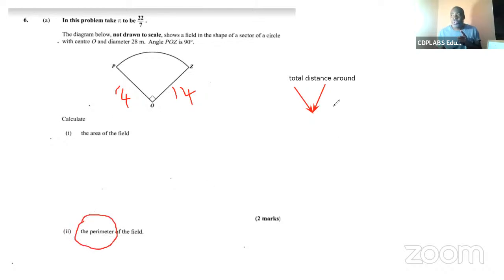Perimeter: total distance around. So we're going to add something. What do we mean by distance around? Add the measurements of the sides. So if you only know two, we have to identify the next one. We have to ask, what do I know about that one? I know it's the arc length. I know it's related to the circumference of the circle. So now you're going to use what you know to solve the problem, because you can't solve a problem without knowledge.